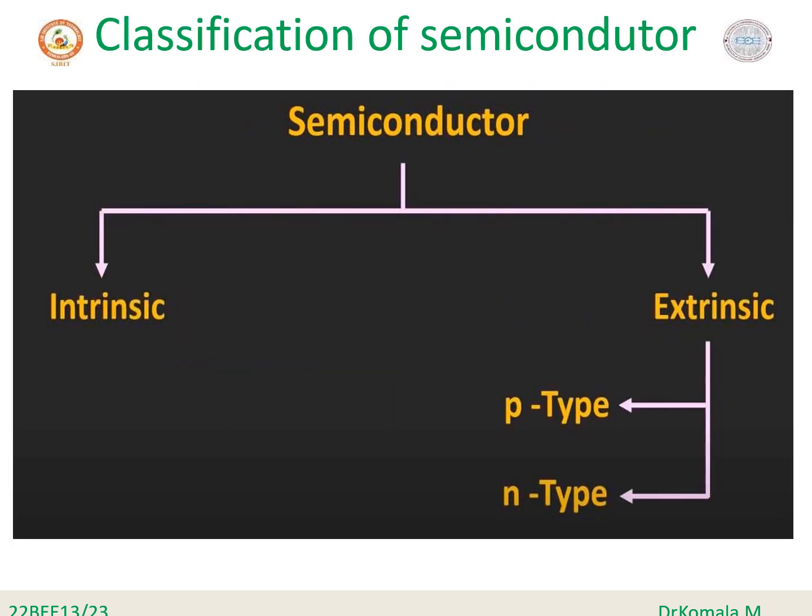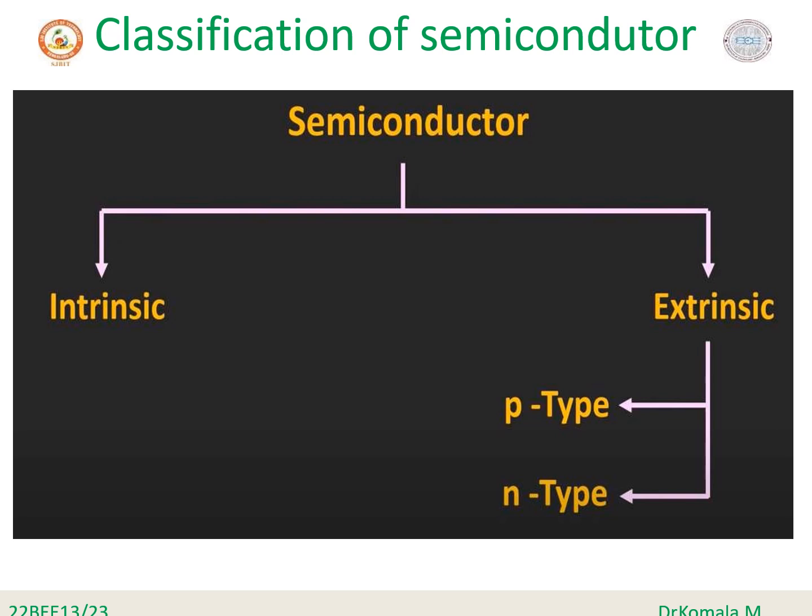Next, further coming to the classification of semiconductor materials. The semiconductor materials are further classified into two important types: one is the intrinsic semiconductor and the other is the extrinsic semiconductor. So what is an intrinsic semiconductor?